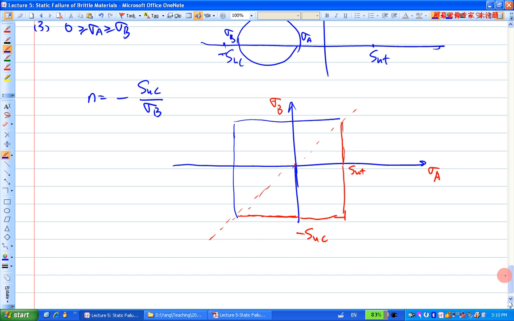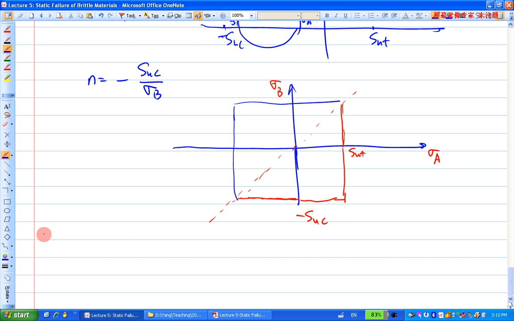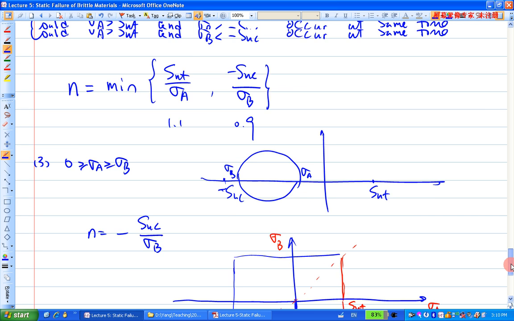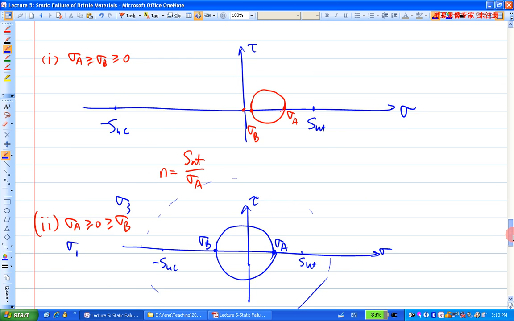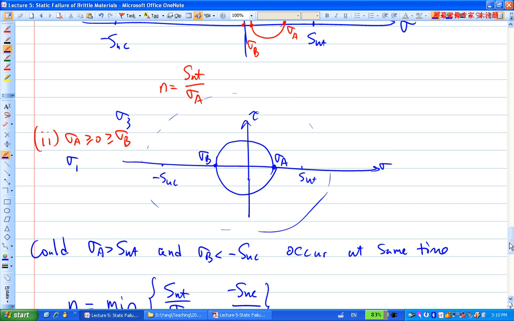Okay, so let's continue on to the next one, and I think we can finish the next one, the BCM theory. Maybe not, but let's start BCM, the Brittle Coulomb-Mohr theory. Now, before we start BCM, let's come back to this case here.